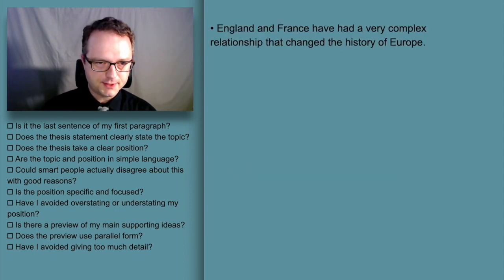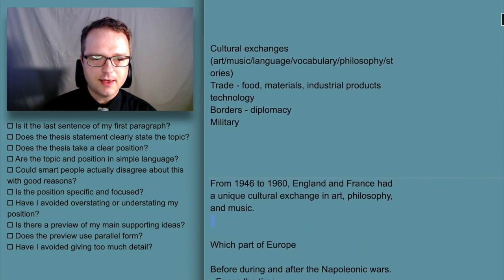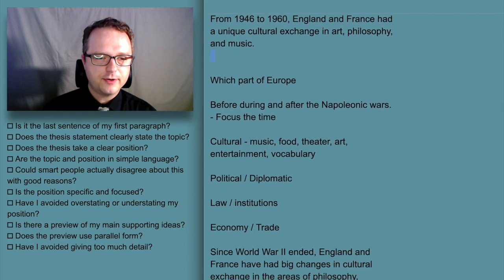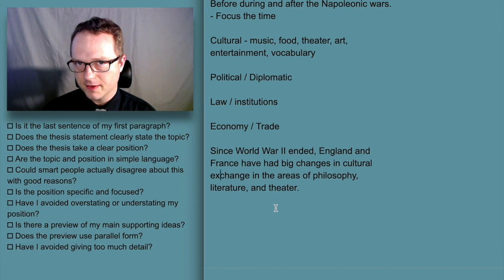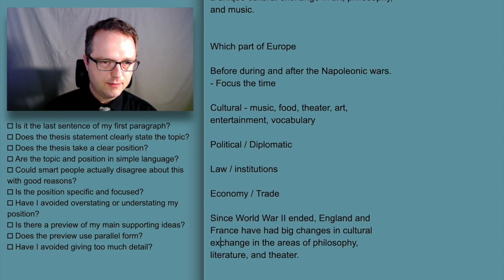Another problem in this thesis statement is where it says change the history of Europe. Well, now do we need to put European history in there too? Because that's going to, again, give us so much more reading. So maybe we want to focus on, there are a few different ways to do this. Okay, so here's one. Since World War II ended, England and France have had big changes in cultural exchange in the areas of philosophy, literature, and theater. Or we might want to focus on before, during, and after the Napoleonic Wars. And that's going to be our three supporting ideas.